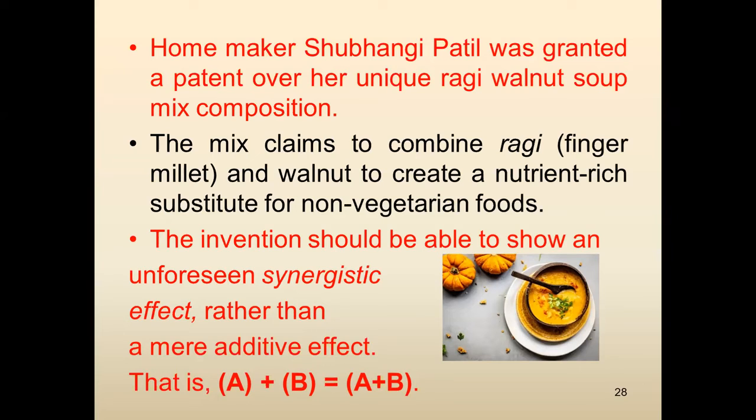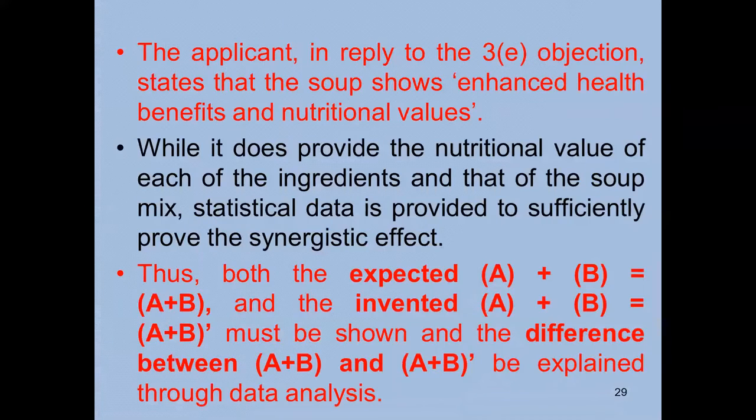Say simply A from ragi's effect I have got, B from walnut's effect I have got. I combine A plus B and I get A plus B. Now I will subject your soup to a subsequent test. And if the soup is giving me an effect that is greater than A plus B, only then your invention, the soup invention, will be granted a patent, overcoming this objection 3E, mere admixture.